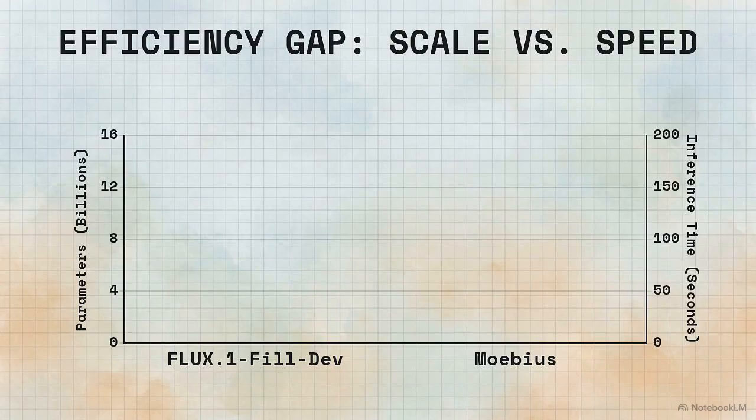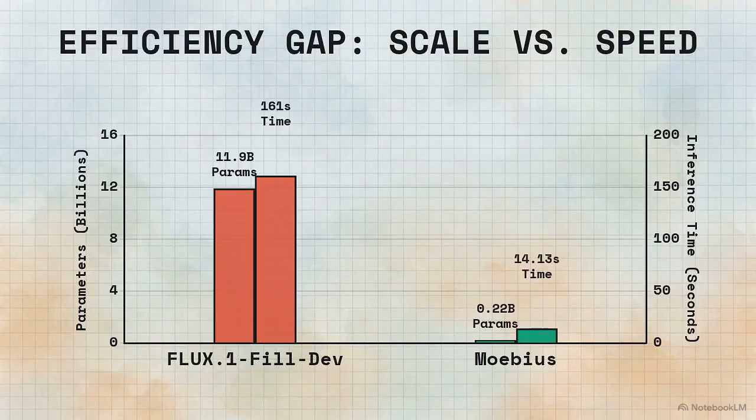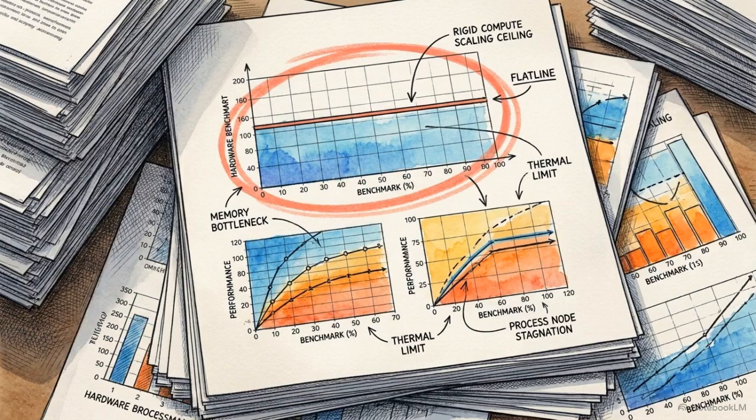The efficiency gap is stark. Flux.1 demands nearly 12 billion parameters and requires over 160 seconds for a full inference run. Moebius achieves its results with 226 million parameters, completing the same task in just 14 seconds. Brute force scaling has hit a ceiling for practical deployment. Moving forward requires a direct reassessment of how diffusion networks are structured for specific tasks.